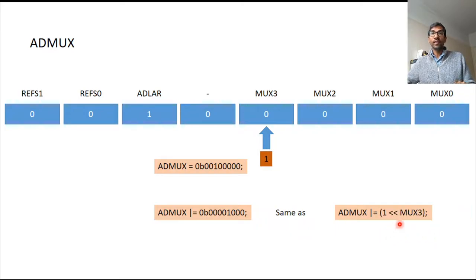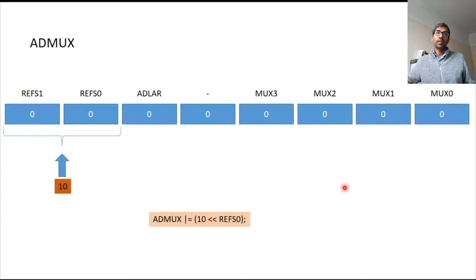So what I can do then is say, well, I don't really want to write 0b00001000. Instead, I just want to write that I want to put 1 in MUX3, right? And you know how to do that. So I can say ADMUX or equal to, and I want to put 1 in MUX3. So this or equal to preserves the positions where there is 1 already, and then this code puts a new one at position MUX3. Hopefully that makes sense.